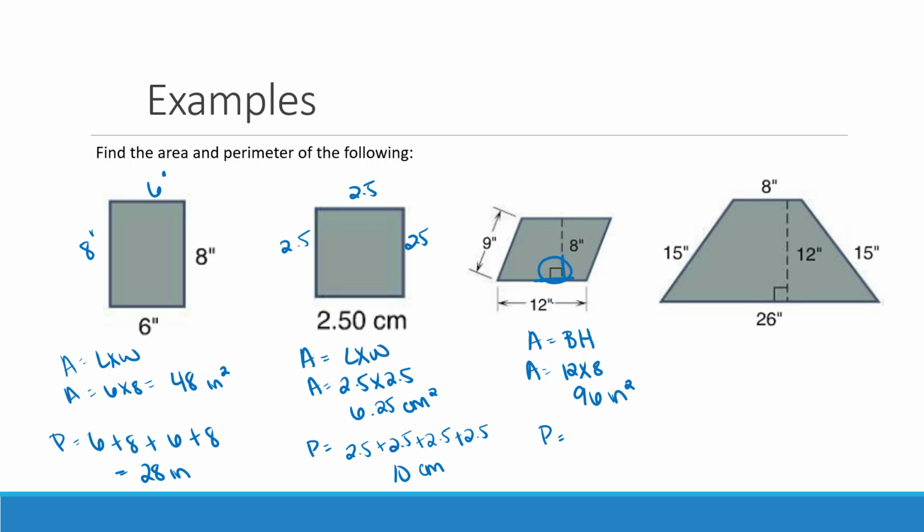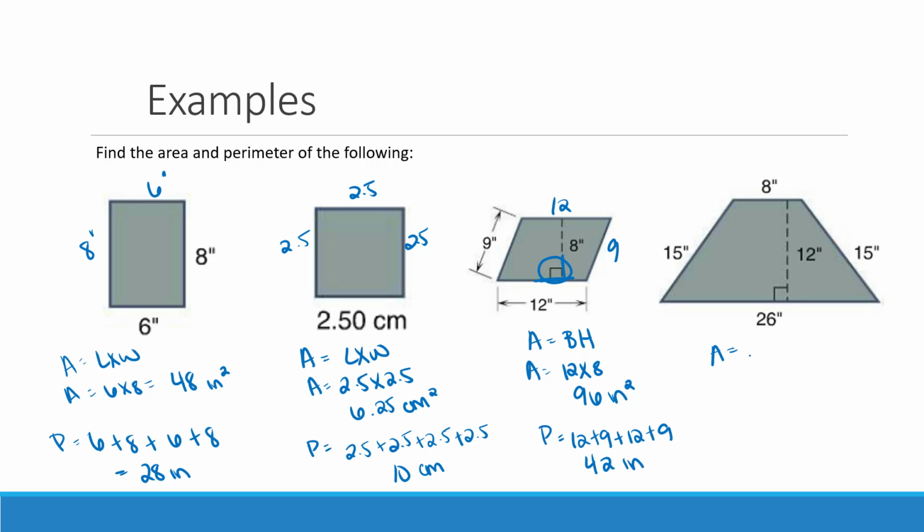Now, 9 does play a part, though, in my perimeter. Be careful what you add together in this case, as perimeter means the outside edges. So we are adding 12 plus 9 plus 12 plus 9. Notice I am not adding the 8 in this case. 8 is inside of that figure. It is not on the outside edges. It is not part of my perimeter. So this is going to be 42 inches.